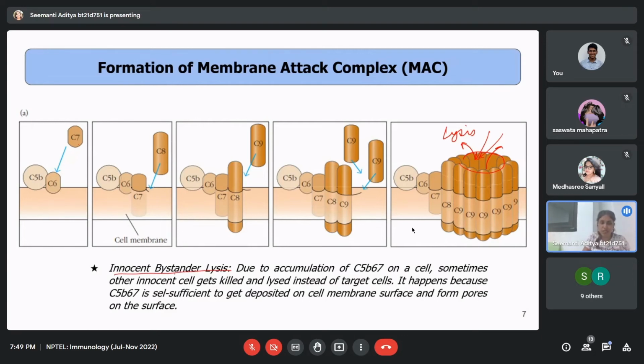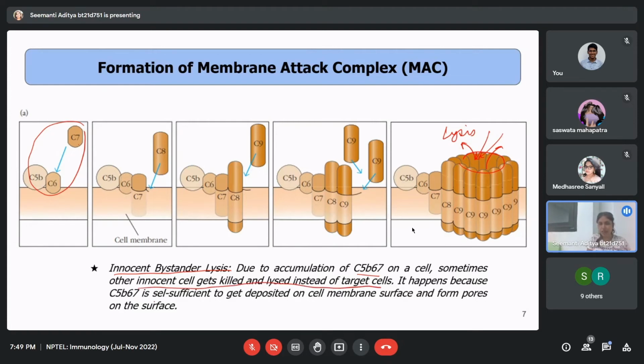So what do you mean by innocent bystander? Any kind of cells that are present in the vicinity of your target cells, they are just standing there, they are innocent bystanders. They are not having any role in causing any infection to your body. But sometimes your MAC complex or your accumulation of MAC, not even the MAC complex, before that, just C5b67, if they are accumulating on the surface of a normal cell, your own self cell, that cell will get killed. So that is an innocent cell that will get killed and lysed instead of the target cells.